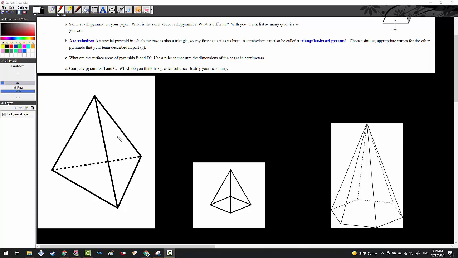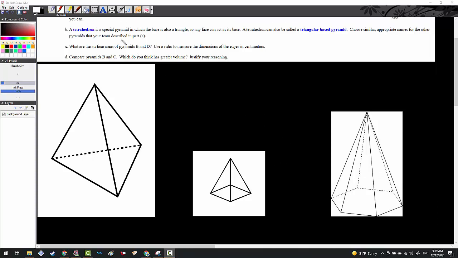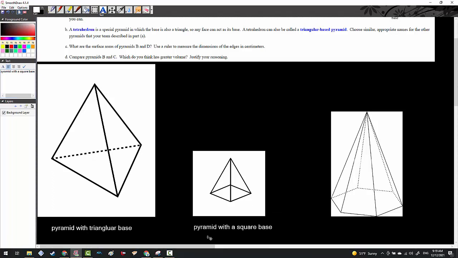If you notice, the left one right here is a triangular base. This one right here in the middle is a square base. And the one on the right side here is a hexagonal base. And so we can go ahead and describe those pyramids in words using part B right here. So, pyramid with a triangular base, pyramid with a square base, and a pyramid with a hexagonal base for the last one.